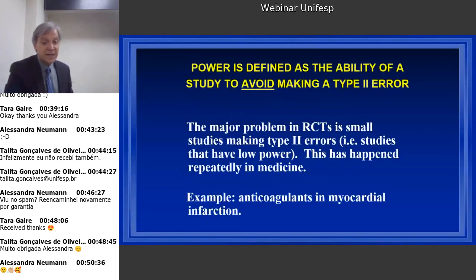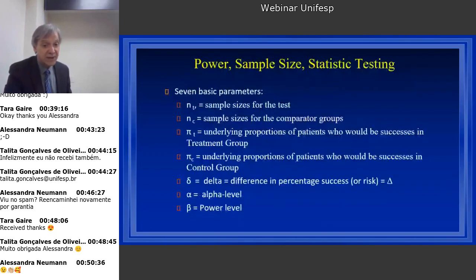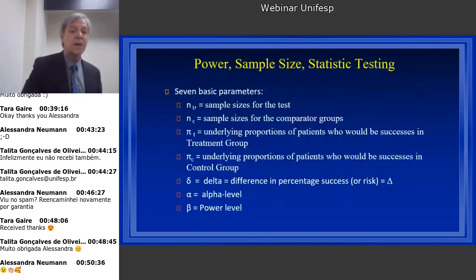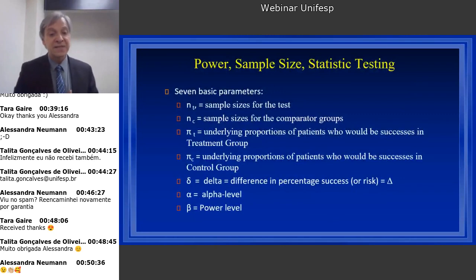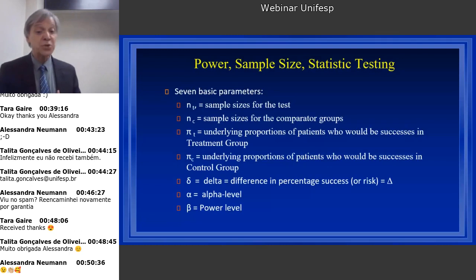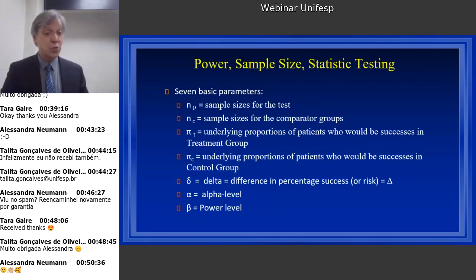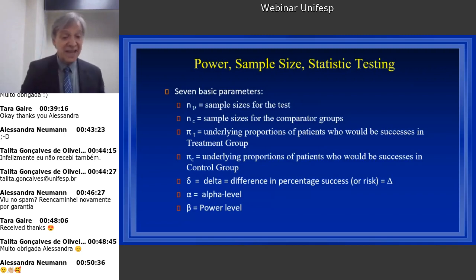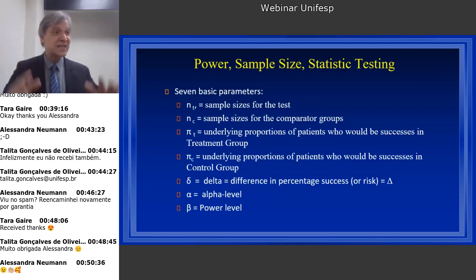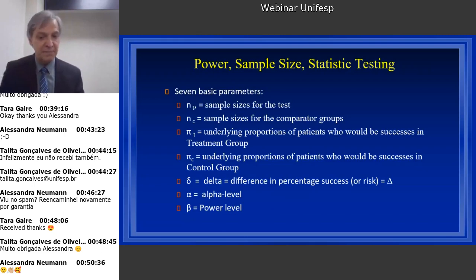We talked about it. Example, anticoagulants and myocardial infarction. Let's go over this. I'll give you some numbers here. Sample size for the comparative groups, underlying proportion of patients who would be successes in the treatment group, and underlying proportion of patients who would be successes in the control group. That's the little pi, okay? And delta is actually the difference in percentage of success. That's my effect measure. Remember I said 8%, 6%, 2%, divide by 8%. That's my effect measure, my delta.